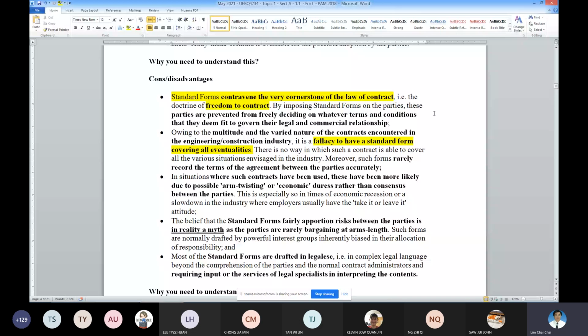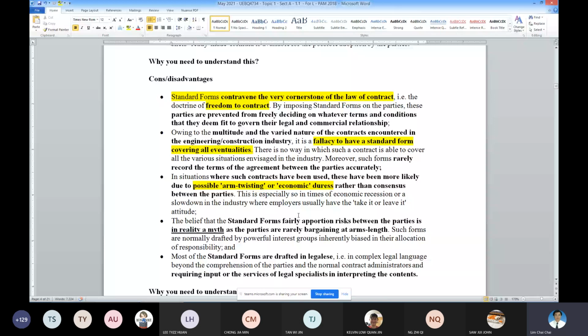And point number 3. More often than not, some of the terms and conditions are imposed by one party on the other. Arm twisting or economic duress, we call it. That means you force it onto the others, which is very common. I will go through this when we cover the later topics. So for now, these are the potential advantages and disadvantages of using the standard form.